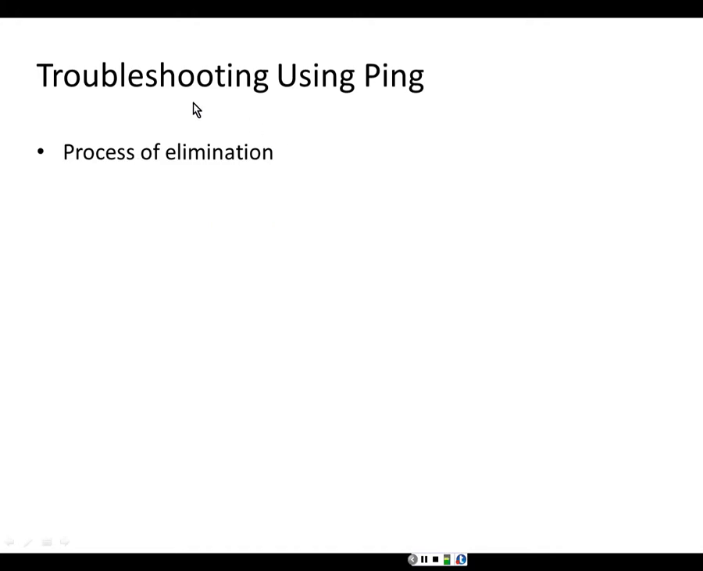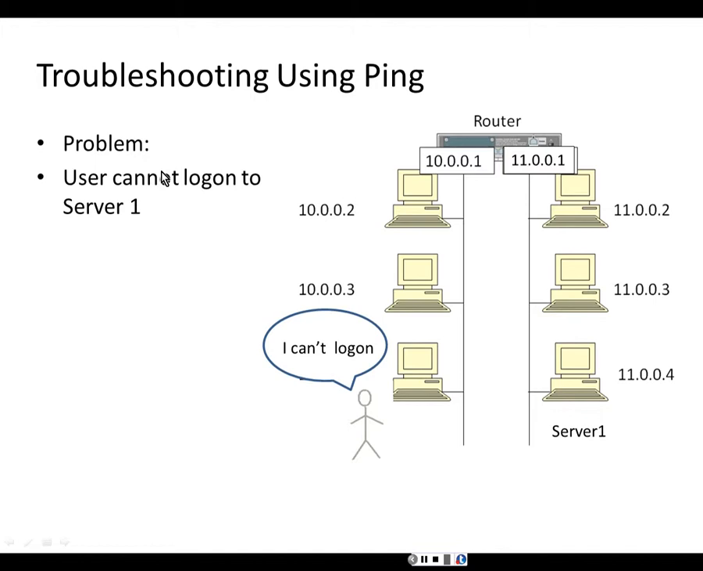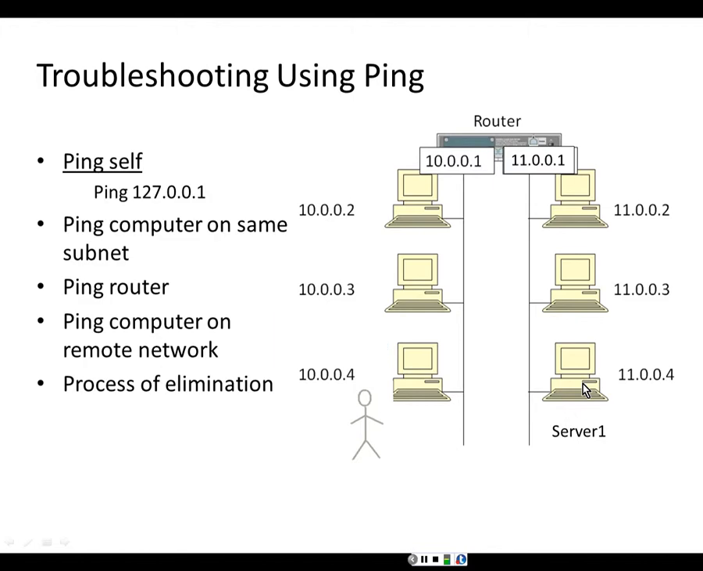So let's look at troubleshooting using ping. You can troubleshoot using ping using a systematic process of elimination. Here's the situation. The user says he cannot log in to server 1. So we have to figure out, is the problem the workstation, is the problem the router, or is the problem server 1? So what we will do is we will use the ping command.